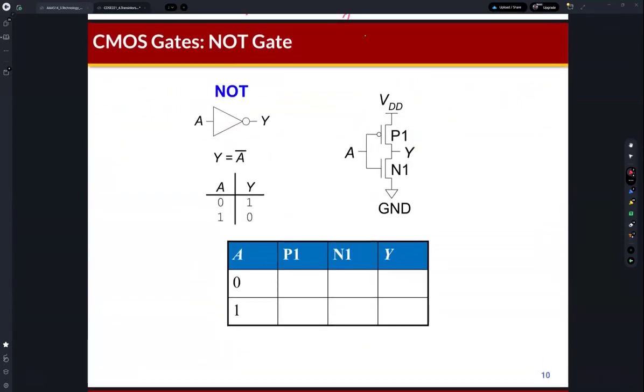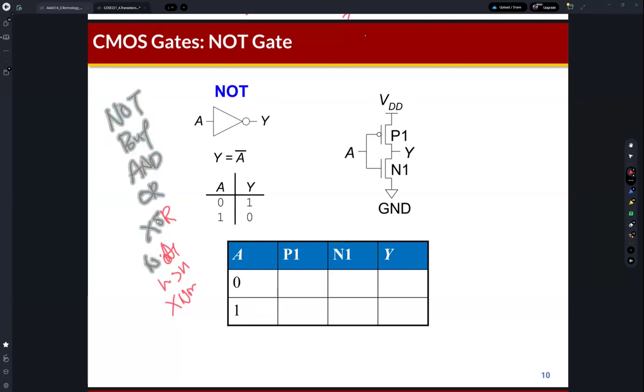Then by applying this knowledge, we can implement basic logic gates. In the previous classes, we learned about the basic logic gates. So what are the basic logic gates? NOT, buffer, AND, OR, exclusive OR, and then NAND, NOR, and exclusive NOR. These are the basic gates we learned in the previous class, right?